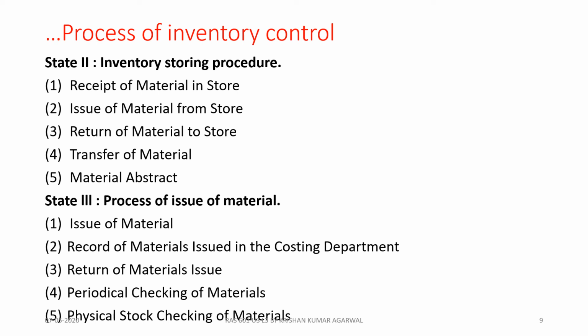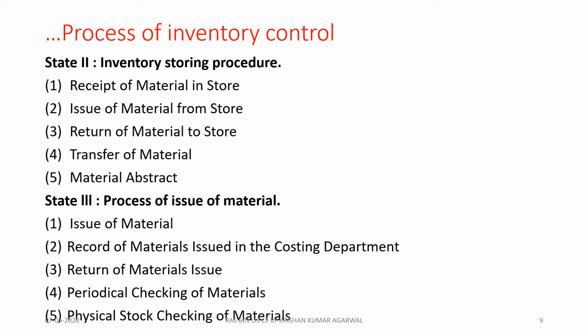And the third stage of processing the inventory is the process of issue of material. After purchasing and acquiring the inventory within the store area, the next task is to issue the material for processing. As and when the material comes into the store, the next task is to issue the material for processing.